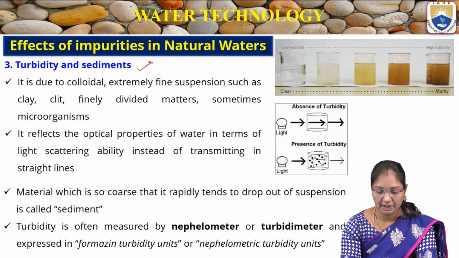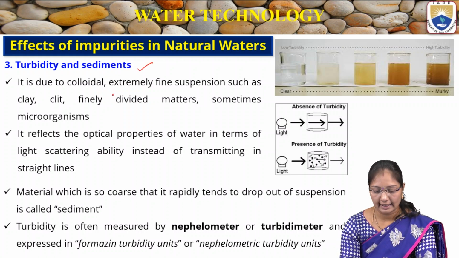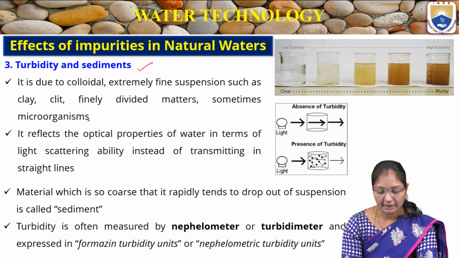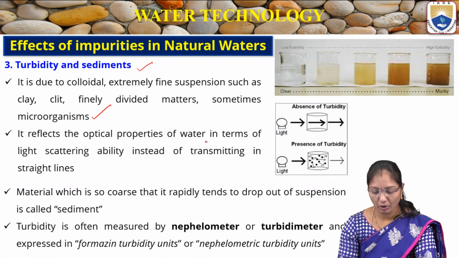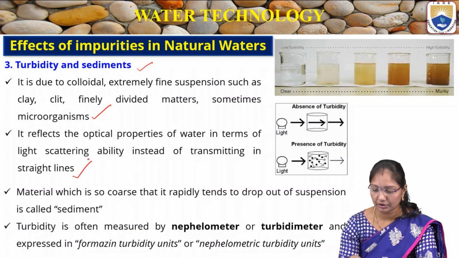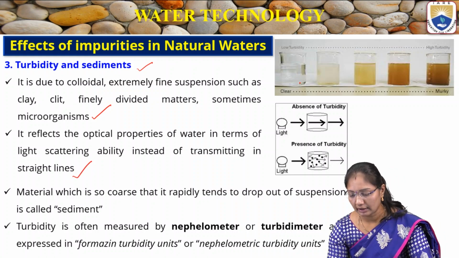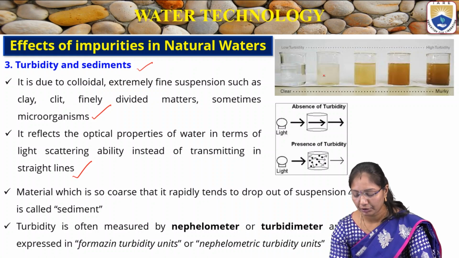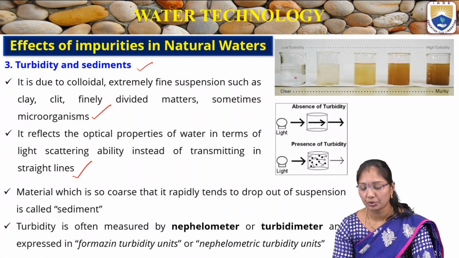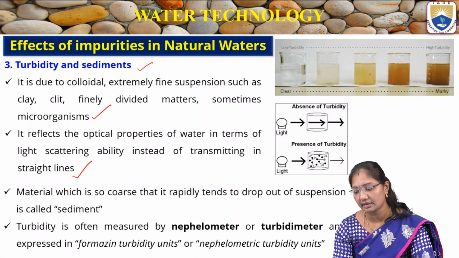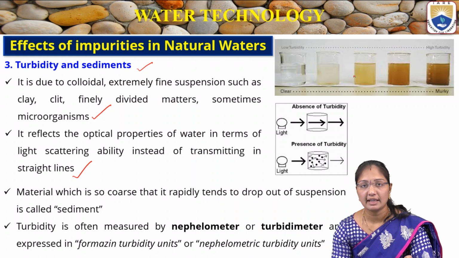Coming to the third characteristic, turbidity and sediments, it is due to colloidal, extremely fine suspensions such as clay, silt and finely divided matter. Sometimes it is also due to microorganisms. It reflects the optical properties of water in terms of light scattering ability instead of transmitting light in straight lines. If it is low turbid water, we can see from low to high: clear water like this, and with the presence of turbidity and sediments in the water, it looks more intense. This cannot pass light through the water, because the sediments present in the water absorb light and cannot pass it through.